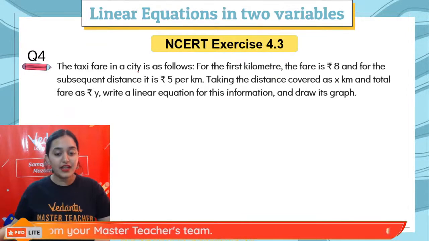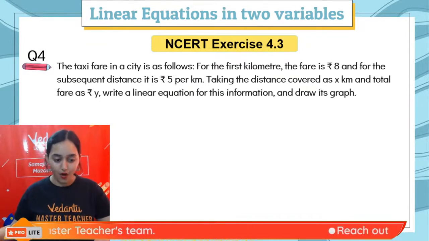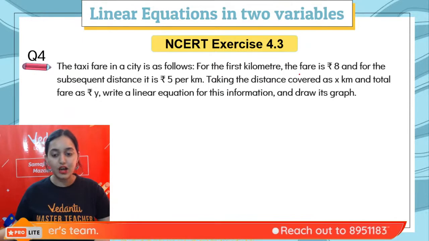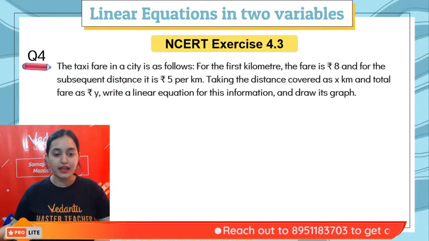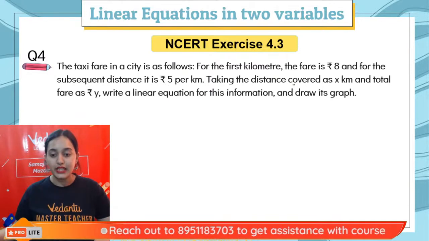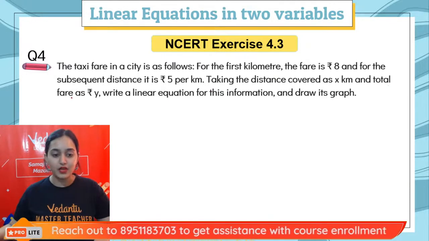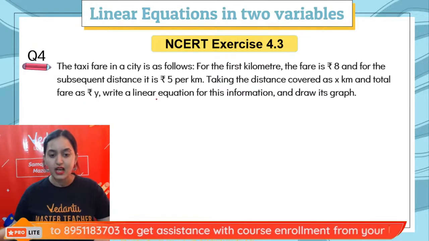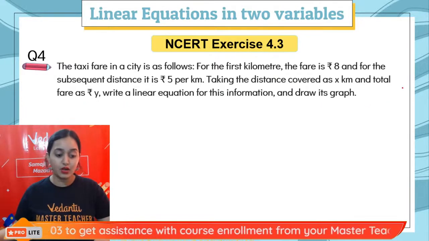The taxi fare in a city is as follows. For the first kilometer, the fare is 8 rupees, and for the subsequent distance, it is 5 rupees per kilometer. Taking the distance covered as x kilometer and total fare as y rupees, write a linear equation for this information.